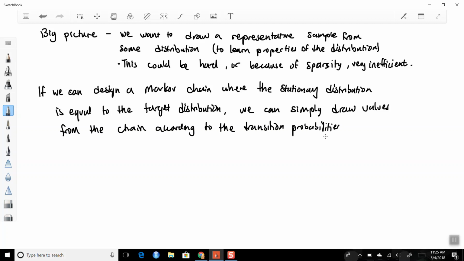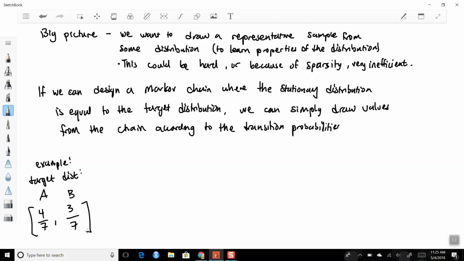Well, the idea is we want to design a Markov chain so that each state produced in the Markov chain will look like the target distribution. Okay, so a silly example is if our target distribution is A has probability 4/7 and B has probability 3/7.